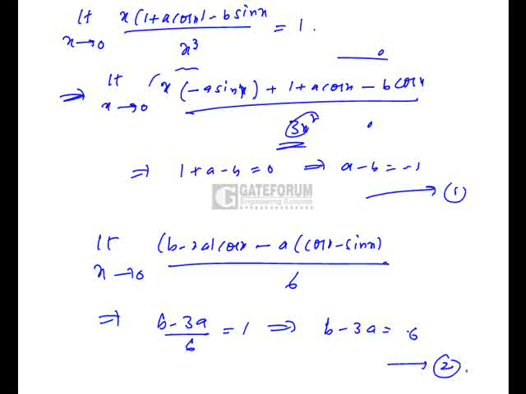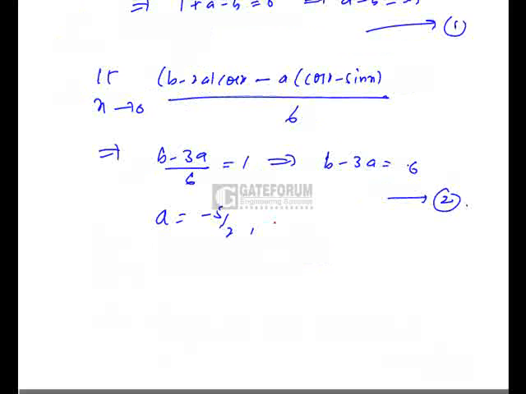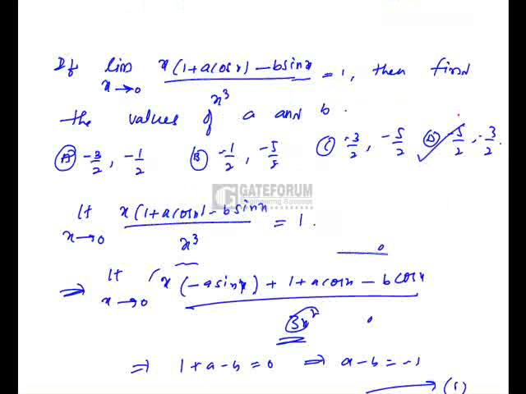Let it be equation 2. If I solve equations 1 and 2, we get the values of a and b as minus 5 by 2 and minus 3 by 2, which is nothing but option D.